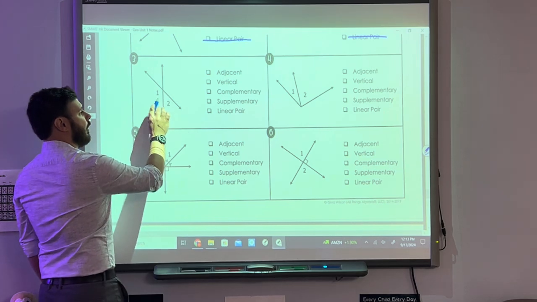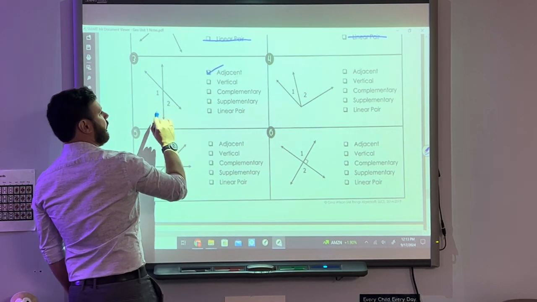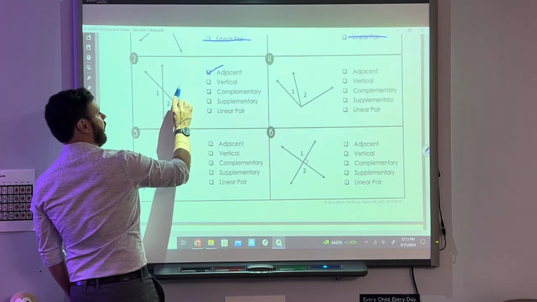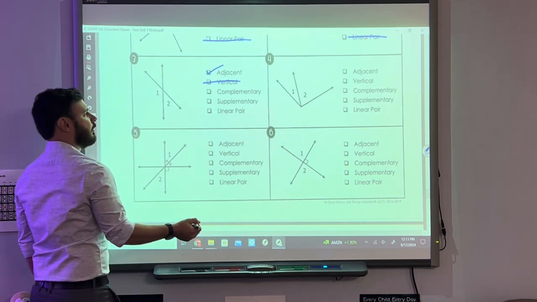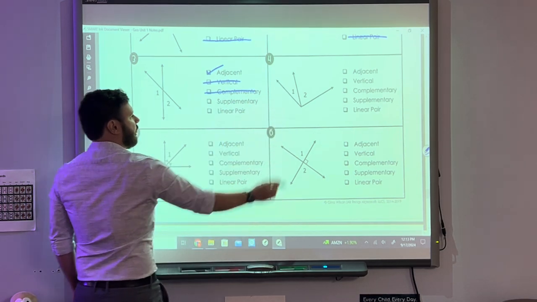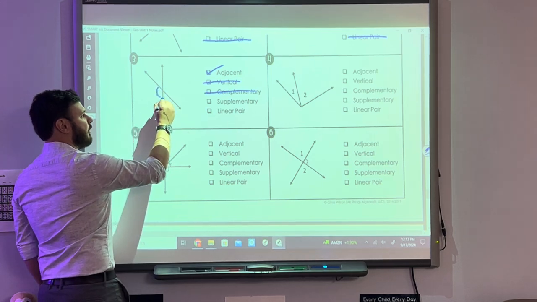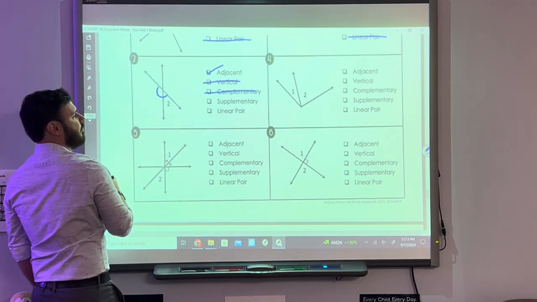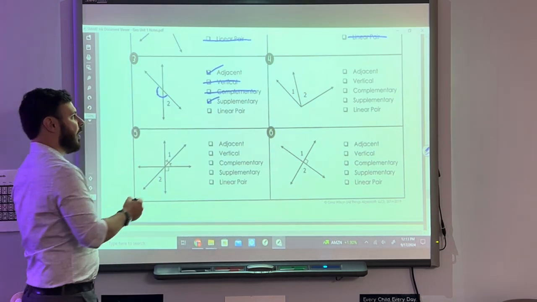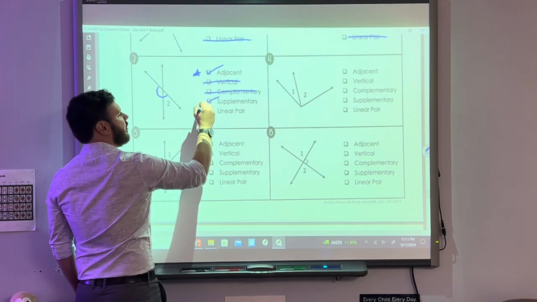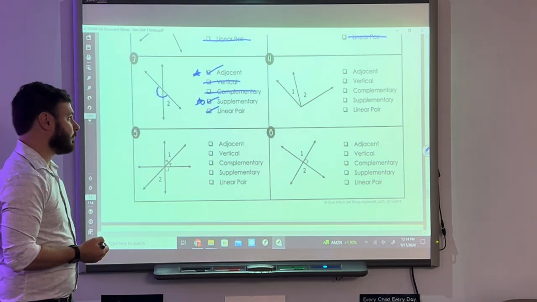Okay, these 2 are next to each other. They share this side. They're not vertical. Vertical to 1 would be over here. Vertical to 2 would be up here. So they're not vertical to each other. They're not complementary because they don't make a right angle, but they do both fall on a straight line. 1 and 2 make a straight line, so they are supplementary. And if you have both of these things, adjacent and supplementary, then you, by definition, have a linear pair.